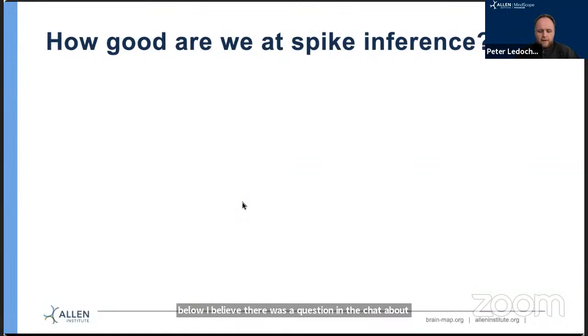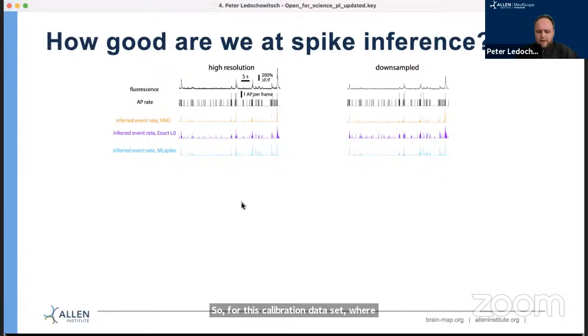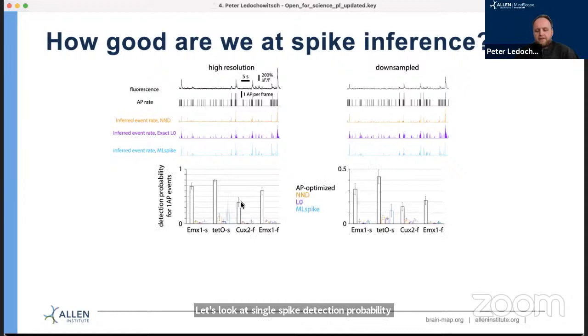So for this calibration data set, where we know the ground truth action potential times, how well can we infer spikes from the fluorescence data? Not all that well, I'm afraid. Let's look at single spike detection probabilities with the false positive rate fixed at 1%.